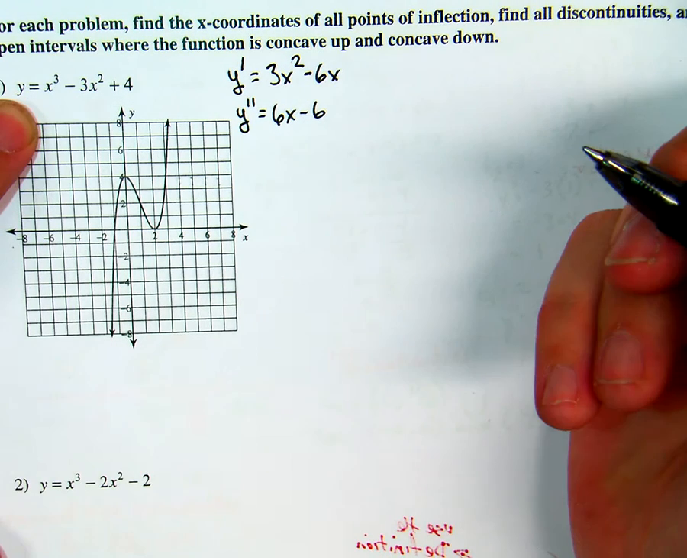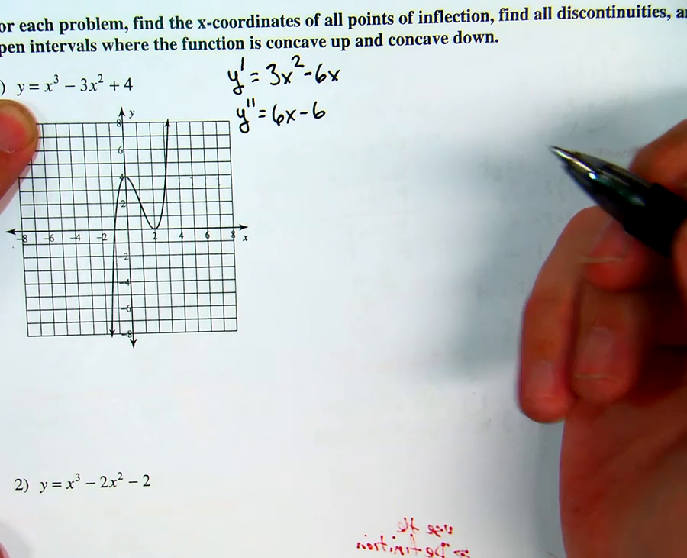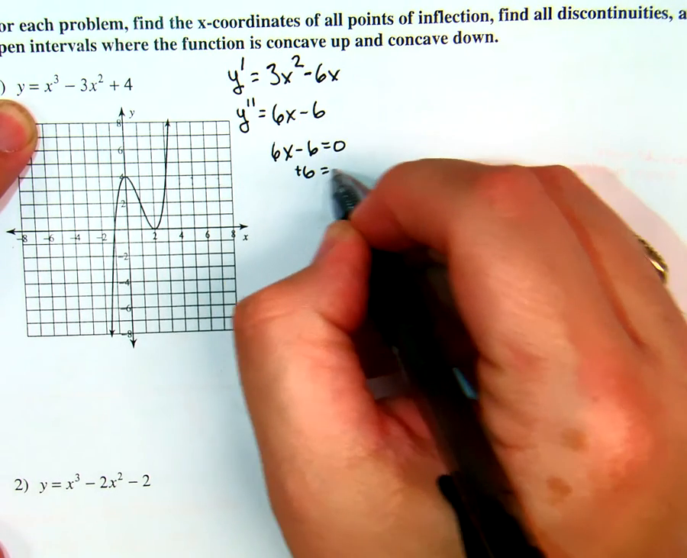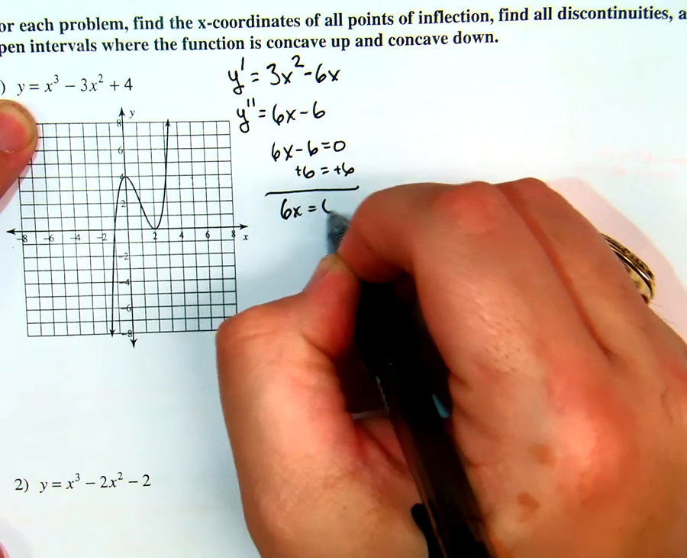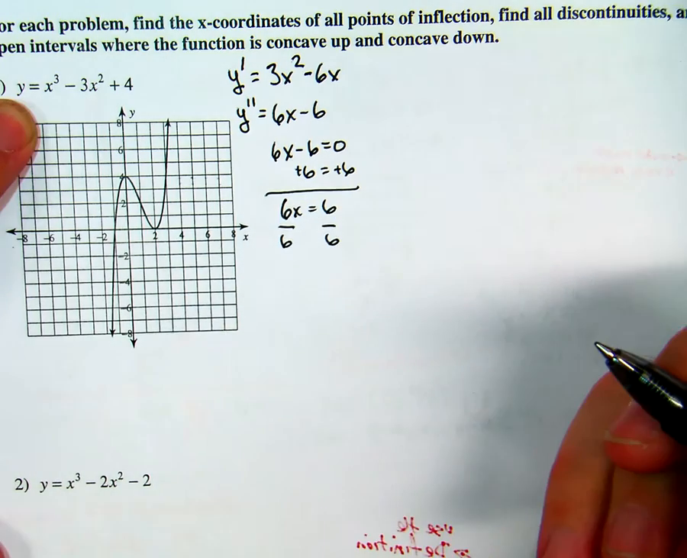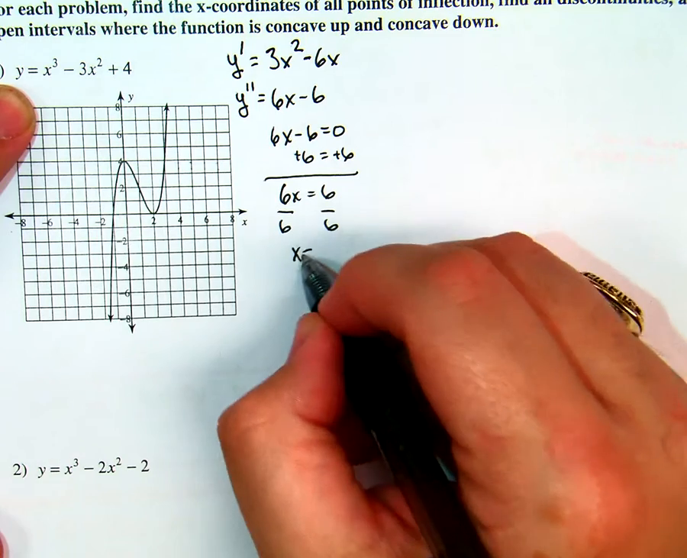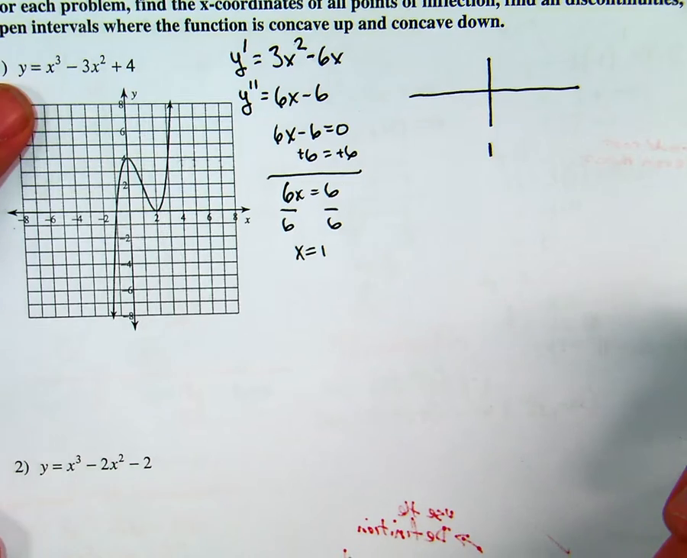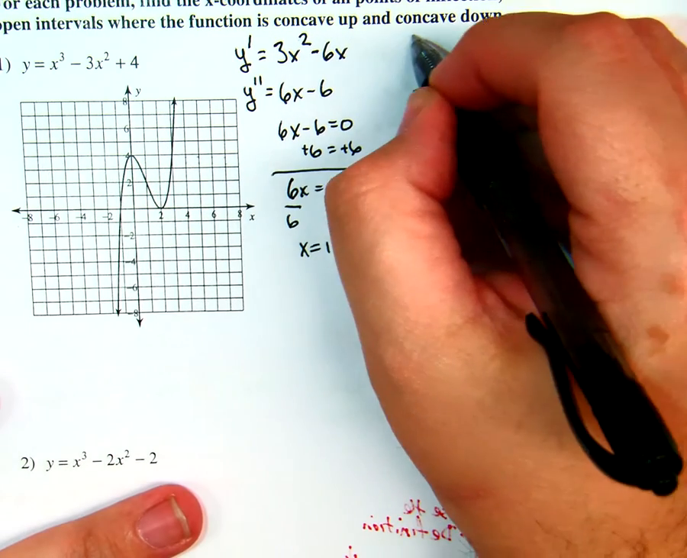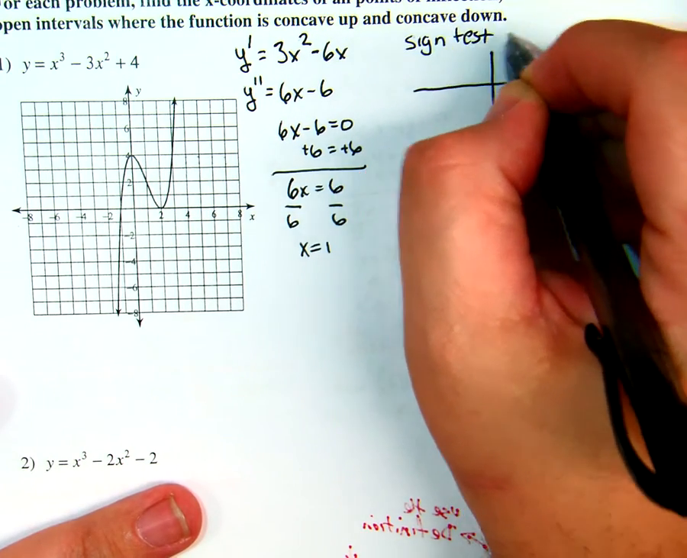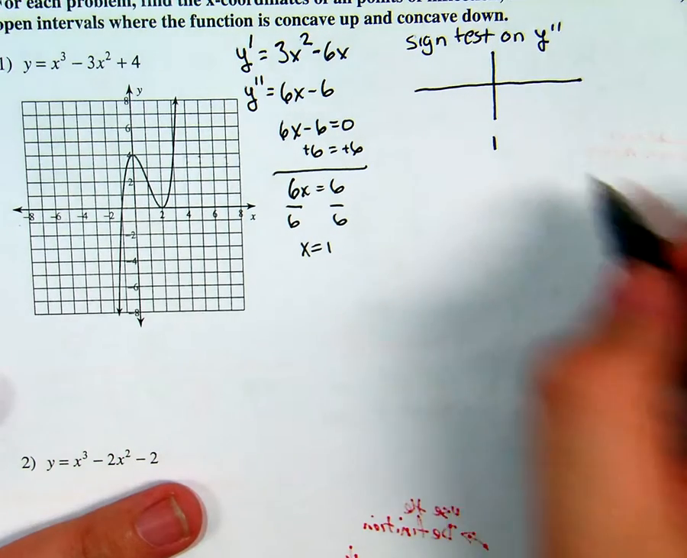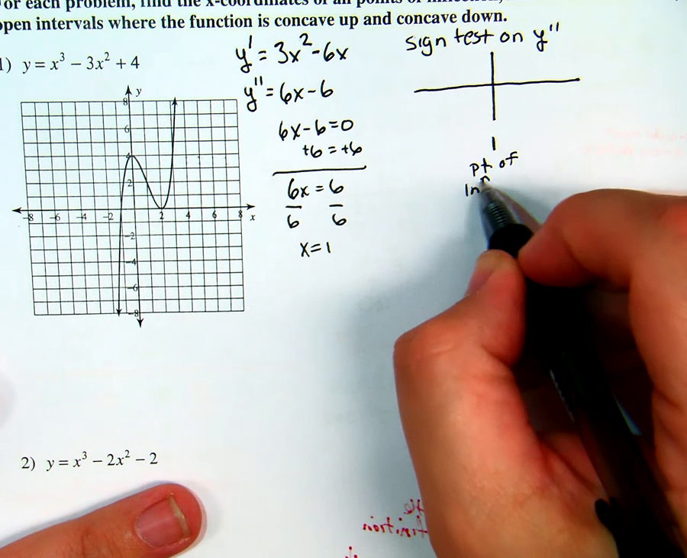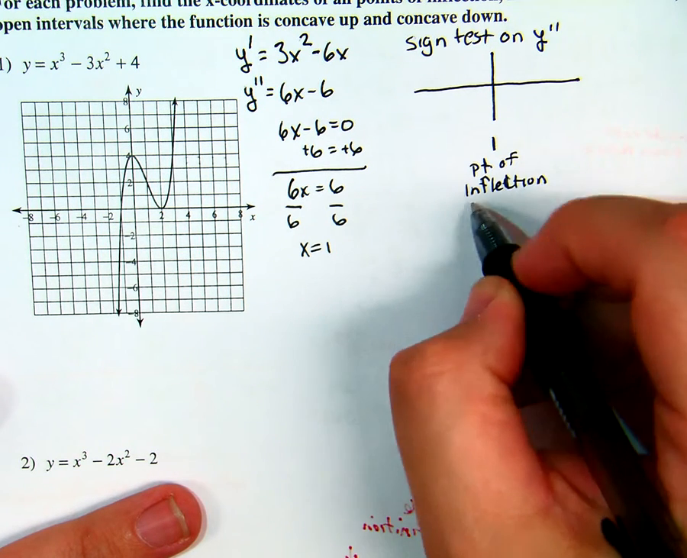Now, what do we need to do with the second derivative? Set it to 0. So 6x minus 6 equals 0. Add 6 to both sides. 6x equals 6. Divide by 6, x equals 1, which tells me that I'm going to do a sign test on the second derivative, where my point of inflection is at x equals 1.